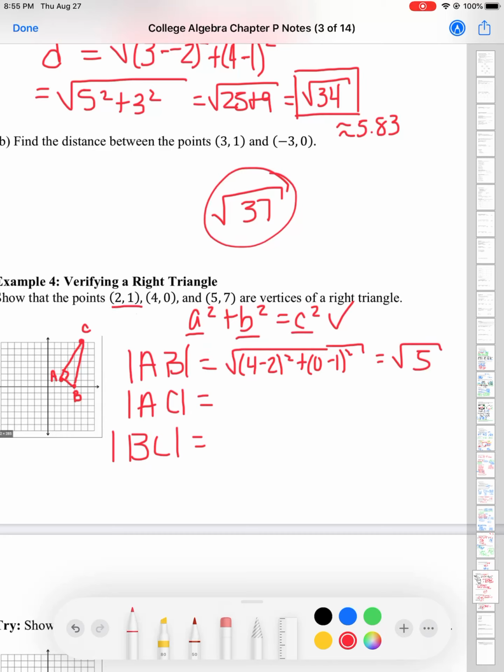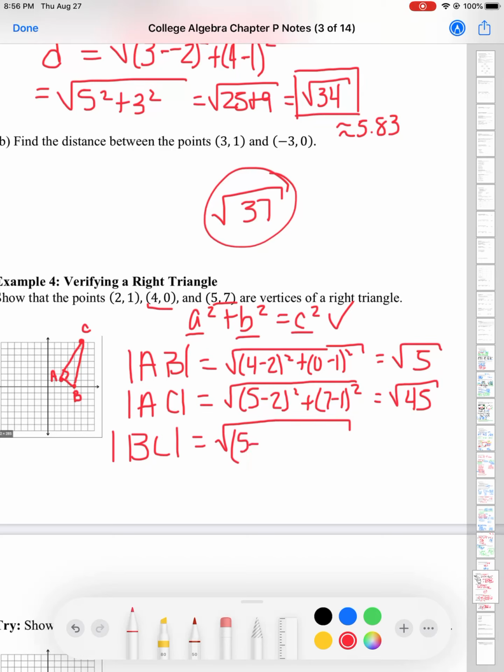AC would be between (2, 1) and (5, 7). So that would be the square root of (5 minus 2) squared plus (7 minus 1) squared, which is the square root of 45. Finally, BC would be (4, 0) and (5, 7). So we've got (5 minus 4) squared plus (7 minus 0) squared, and that's the square root of 50.